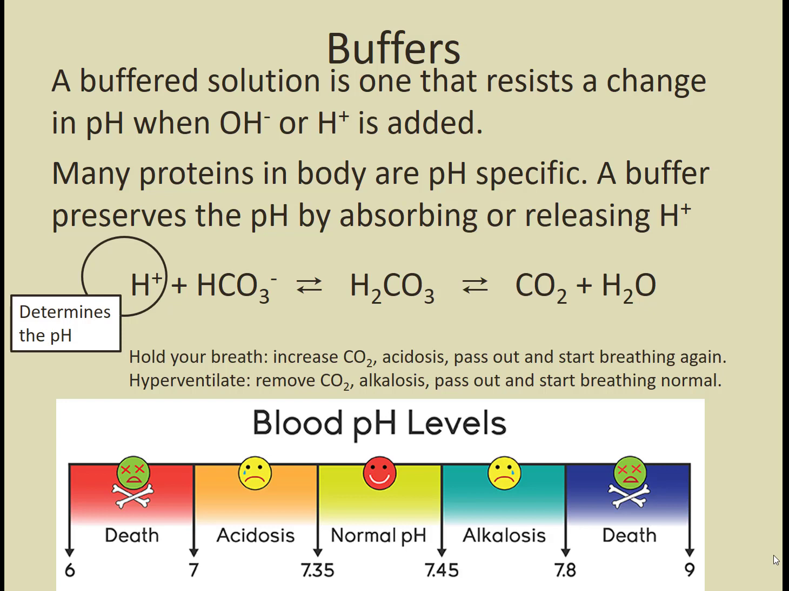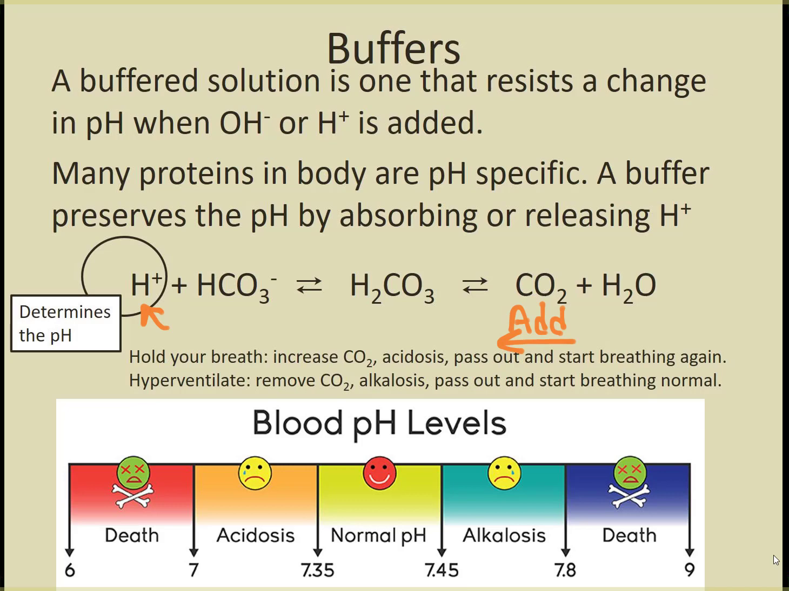If you were to, for example, hold your breath, that would cause the carbon dioxide in your blood to not be released. That would essentially be adding CO2 to this equation, so it's going to drive the reaction towards the left. And over on the left, this is where we have our hydrogen ion, and this is what determines the pH. So if you were to hold your breath, you would essentially be acidifying your blood, and you would go into acidosis and pass out.